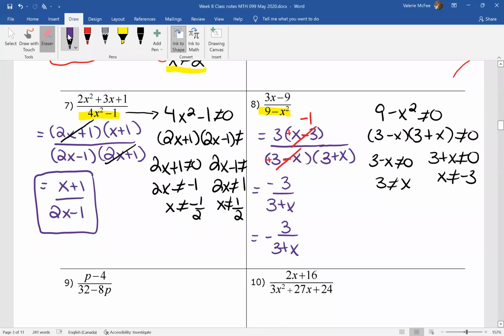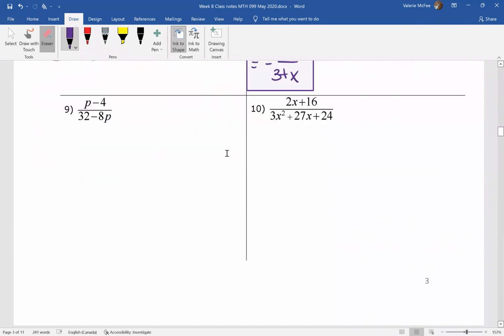So we have our expression in simplified form. And to find our restrictions, we said the denominator cannot equal 0, and we found that x cannot equal 3 or negative 3. Here are two more. Pause your video, find the simplest form of the expression, find any restrictions.